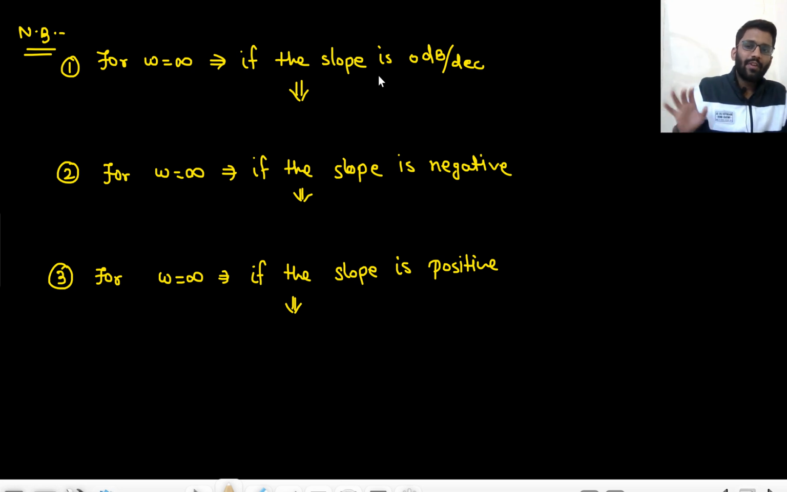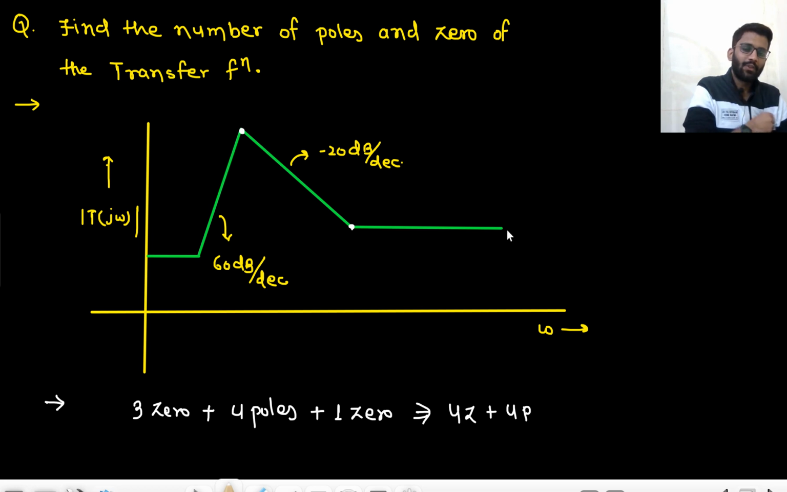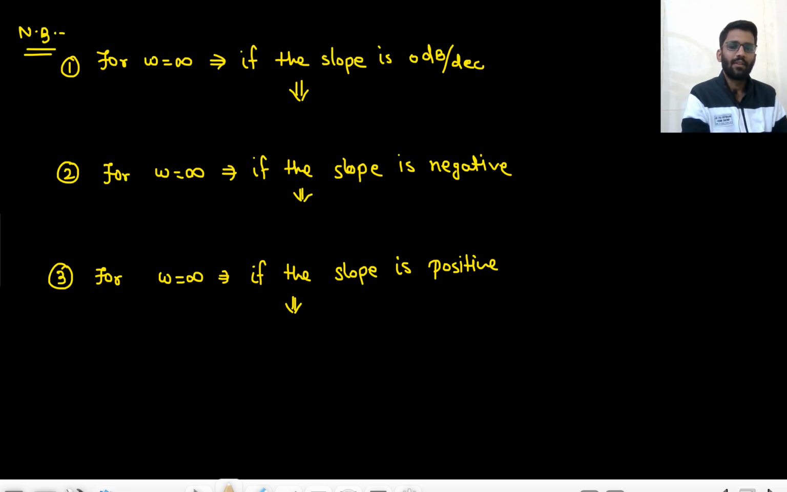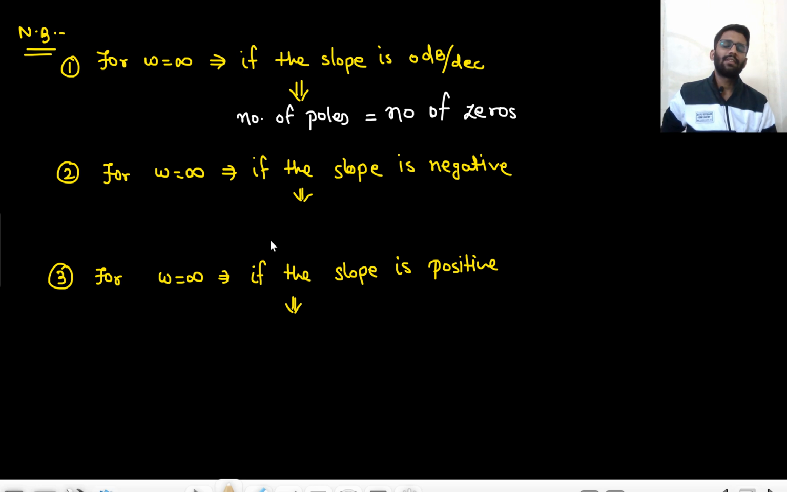So for omega equals to infinity, in this example, if the slope was 0 dB per decade, that means the number of poles and zeros are equal. So as omega goes to infinity, the slope is 0 dB per decade. Here the slope is 0 dB per decade, so the number of poles and zeros are equal. Number of poles is equal to number of zeros. Now tell me what will be the condition in this case.